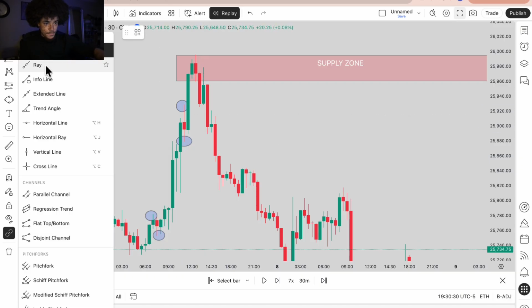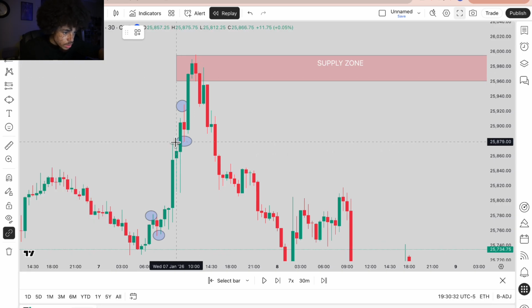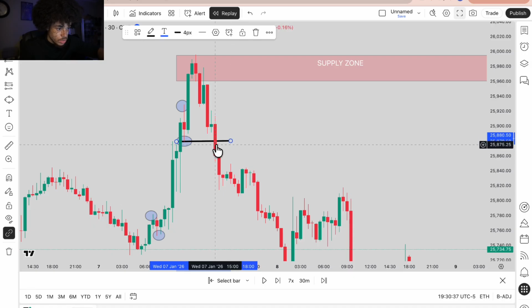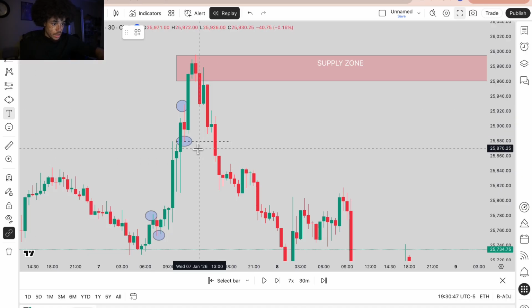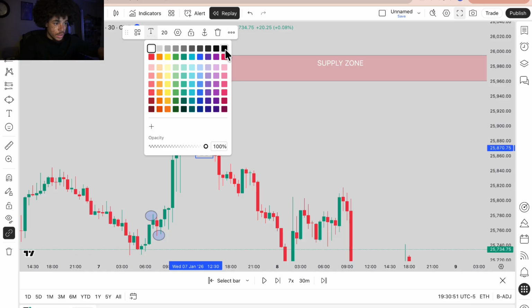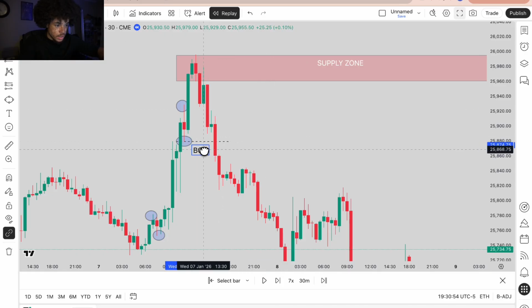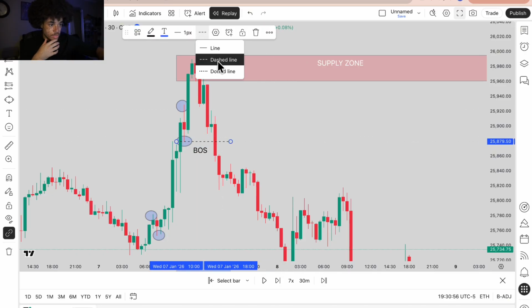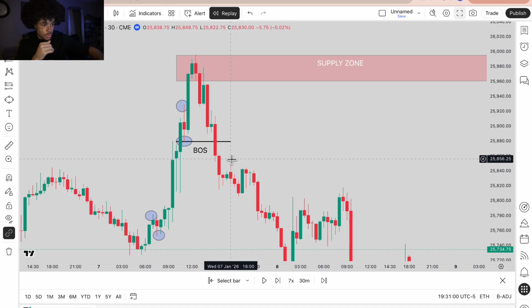But what do we get? A body close. So right under this wick, we look to the right. This candlestick closed below my higher low. Okay, this is an indication that we have a break of structure. All right, and let's just write that out right here. BOS. We can make it black. Boom. Break of structure right there. Let's put that back to like a dotted line, make it a little thicker. So cool. Right there, we have a break of structure.